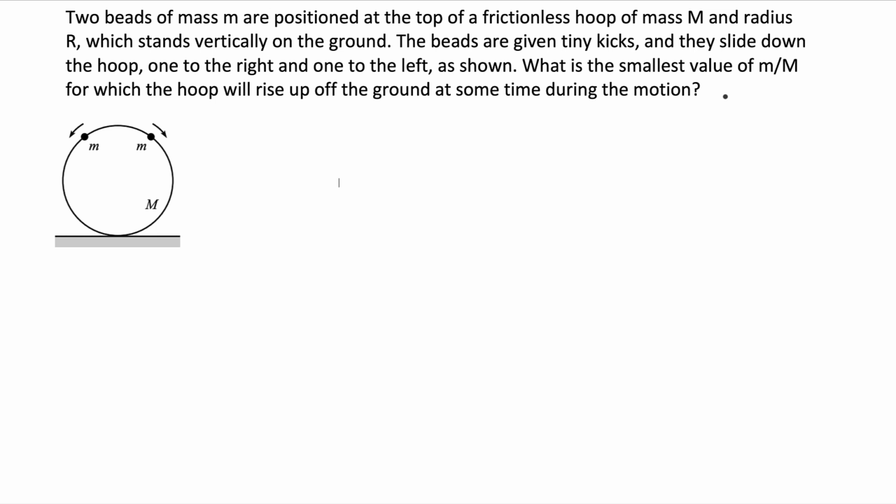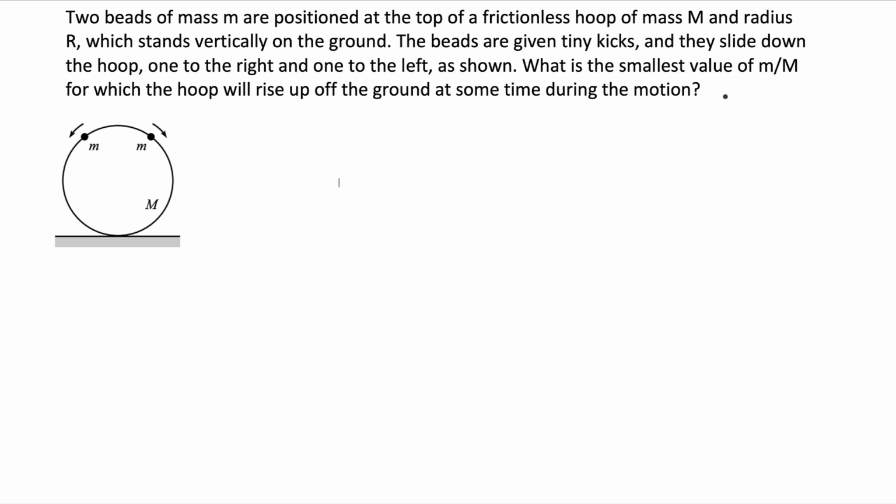So today we have another problem, and this is definitely going to give you some concepts. Let me explain the problem first. We have a ring here, and you can think of it like a hoop, and there are two beads of mass m, small m. Initially they are at the top. The entire hoop is frictionless, of mass M, and the radius is R. And this is standing vertically on the ground initially.